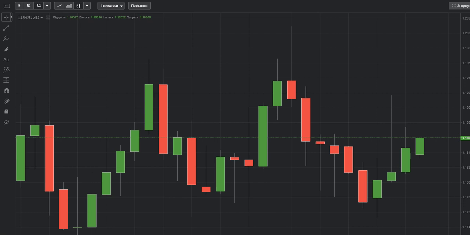Rule number 3: wave 4 can never cross into the same price area as wave 1, meaning that wave 4 can never overlap wave 1. So, the low of wave 4 cannot be below the high of wave 1. If that happens, you need to recount.